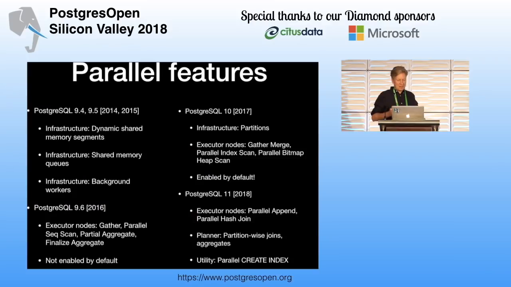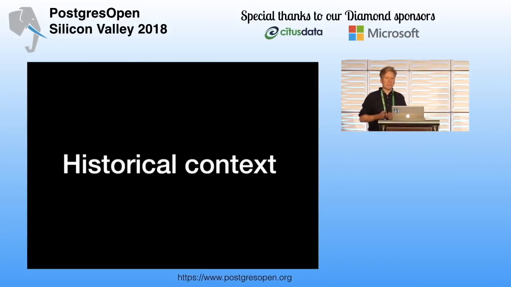So Postgres 11 is about to come out, and it introduces a couple more executor nodes: parallel append, parallel hash join. It also introduces partition-wise joins. And another really useful feature is parallel create index. So in this talk, I'm going to go through some of these things and explain what they really mean, what they do, how they work.